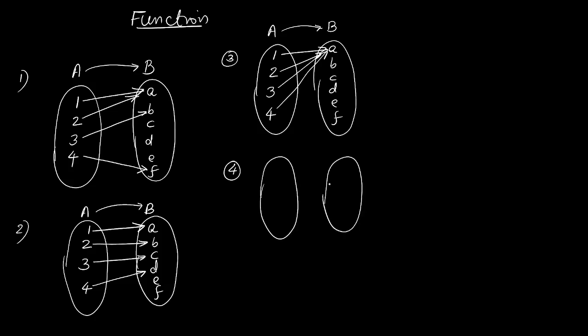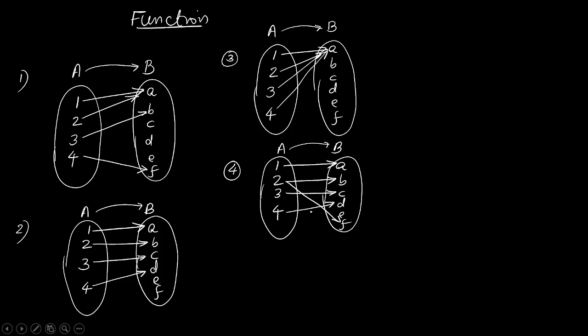5 figures I will draw. 1 2 3 4, A B C D E F. 1 to A, 2 to B, 2 to F, 3 to C, 4 to D. Is it visible? Okay. And the fifth example, the last one.